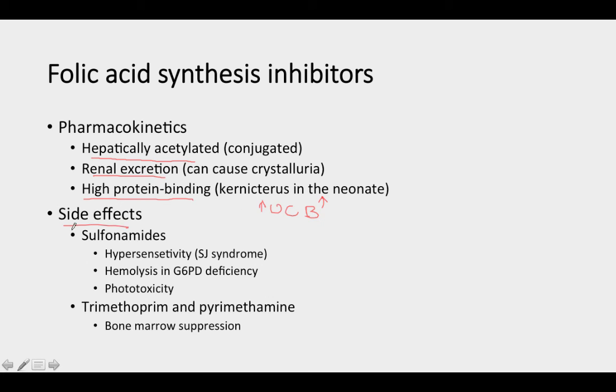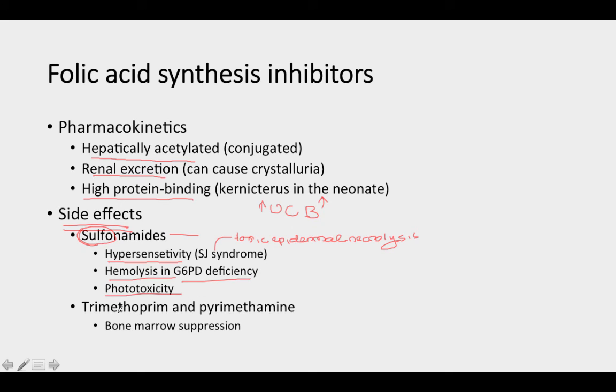Now, the side effects. As I said, sulfonamides work on dihydropteroate synthase. That enzyme is not present in humans, so that doesn't cause any problems. However, because it is a sulfur-based drug, it can cause hypersensitivity reactions such as Stevens-Johnson syndrome. This is a very feared complication. It's also known as toxic epidermal necrolysis. Look it up on the internet. It has some horrific pictures. It is a side effect you do not want. It can lead to hemolysis in G6PD deficiency. It can also lead to phototoxicity.